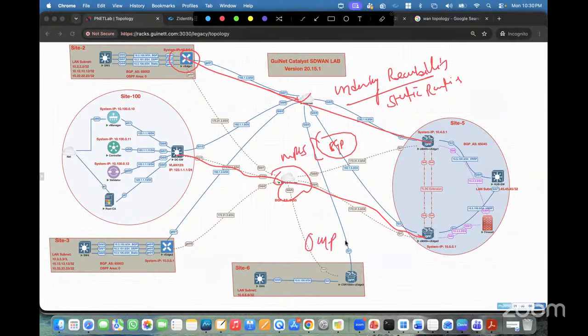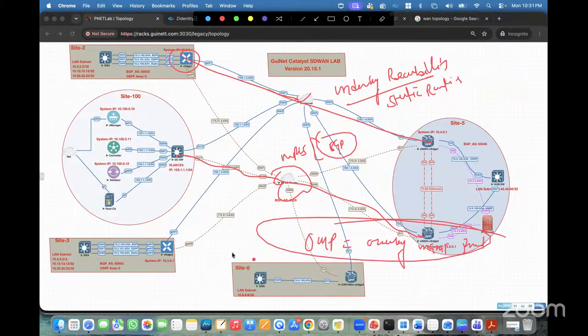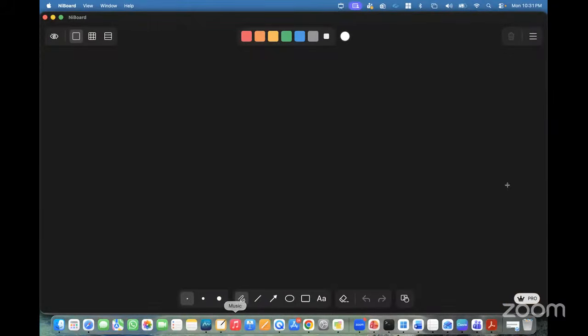That is the OMP routing protocol, known as the Overlay Management Protocol. This protocol is completely new. Its AD is going to be 250 and 251. Why 250? Why 251? We'll discuss that also. These protocols' AD values are different, so it's very important that you learn about this. So still we have a significant requirement for basic static and BGP, right?